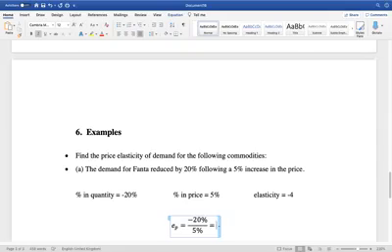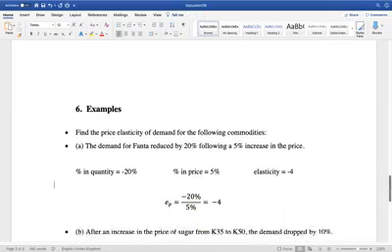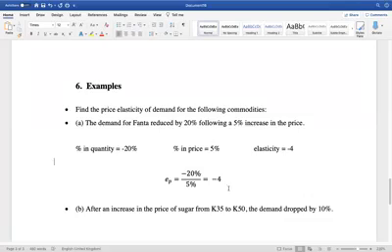Okay, which is what is giving us the -4. So in this case, we already have the percentages. All we have to do is divide these percentages. So we have -20%, because the demand is reducing. The price has increased, so this is positive, 5%. So we divide the 5 into the -20, which gives us -4.